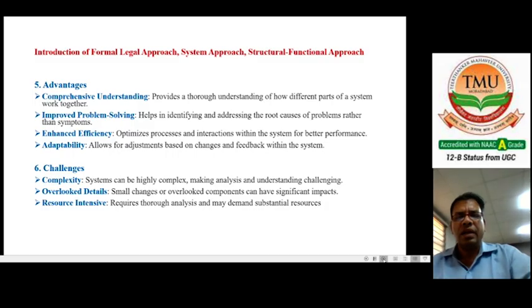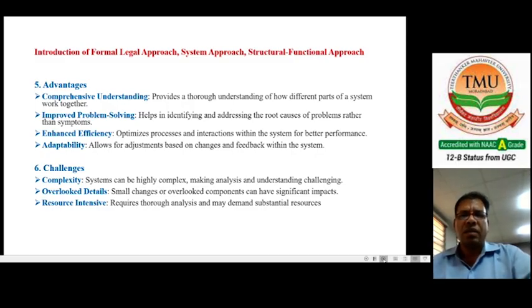Fourth, that is enhanced efficiency. In the systems approach there is a chance of enhancement in efficiency, and this efficiency can be enhanced through optimized processes and interactions within the system for better performance. Fifth is adaptability: allows for adjustment based on changes and feedback within the system. These are the important parts of the systems approach.